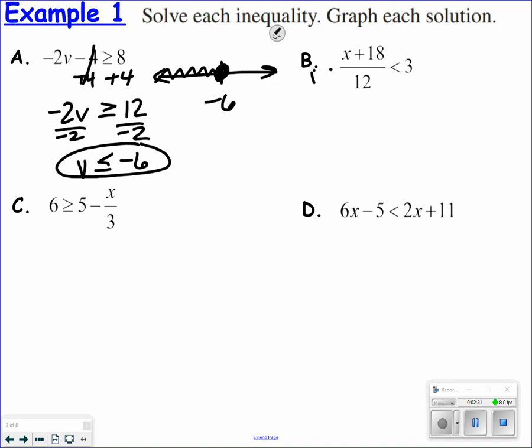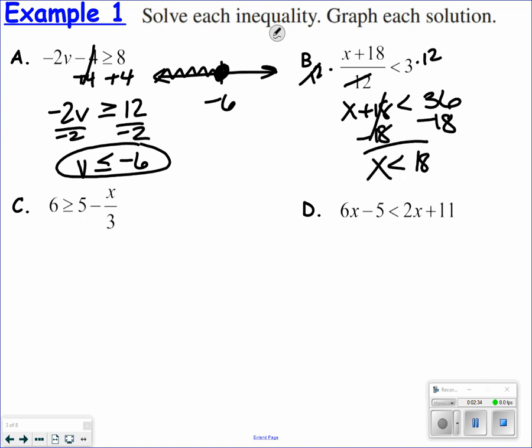Solving, I'm going to multiply both sides by 12. That does not change the inequality symbol because I am multiplying by a positive 12. Subtract 18 from both sides. Again, that does not change the inequality symbol because I am subtracting. Making a small graph here, positive 18, open circle, and shaded left.